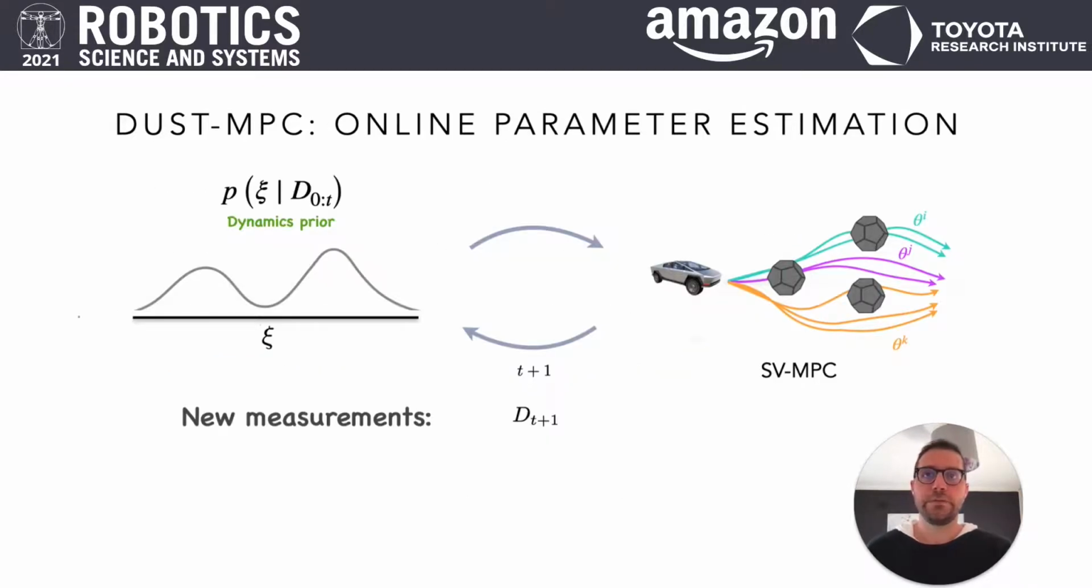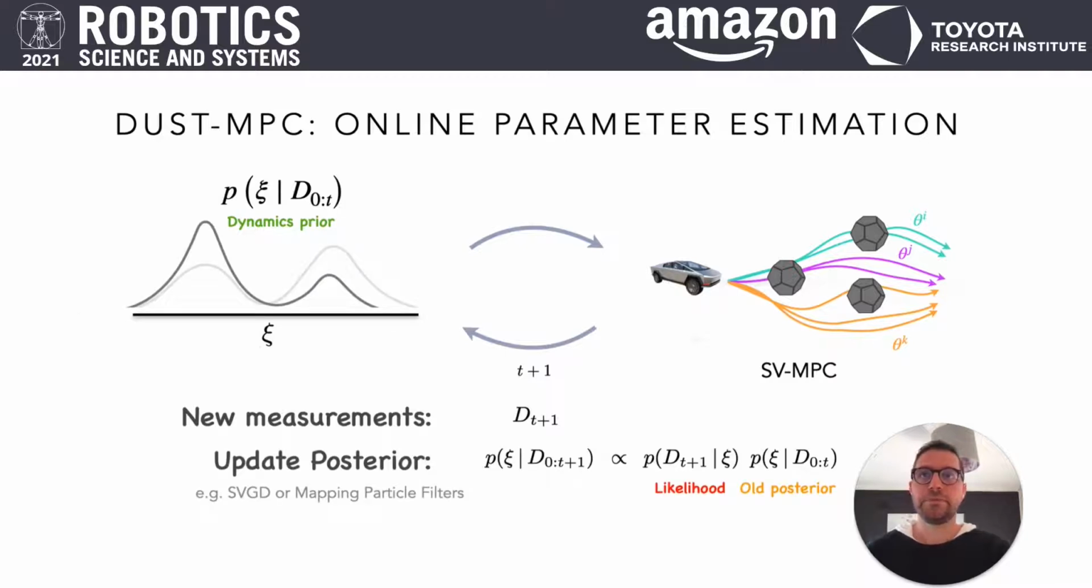To close the loop, the distribution over the dynamics model parameters is updated at every time step given the real data observed from the system. This posterior update can be performed, for example, using mapping particle filters or sequential SVGD. To demonstrate the importance of considering model uncertainty, we perform a set of simulated and robotic experiments.